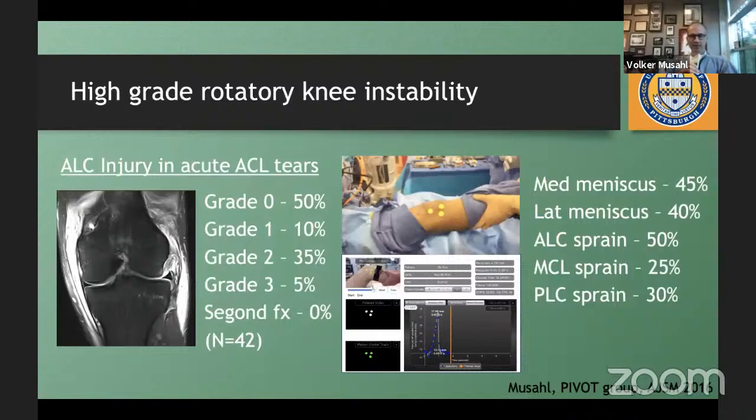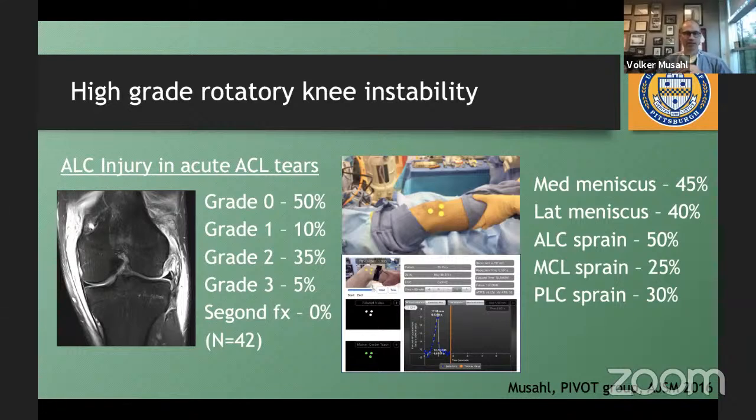Now, this here is a more clinical study. It's retrospective, and it's been misinterpreted many times. I can see it when I go to ISAKOS and AOSSM. People talk about it. But let me debunk it for you.